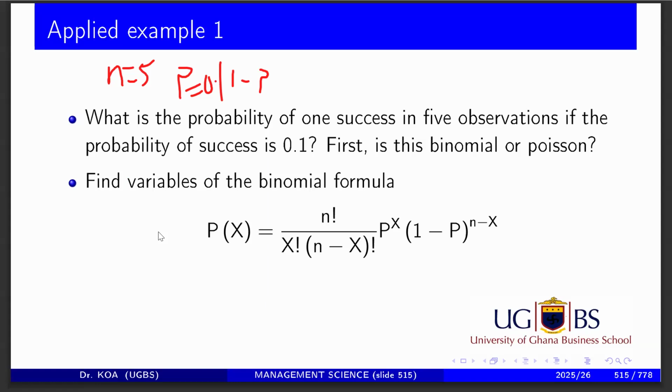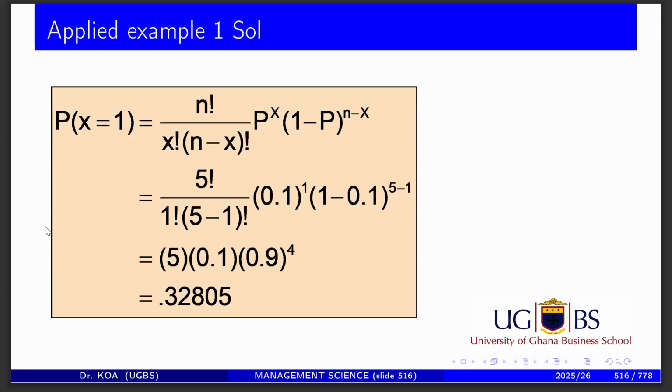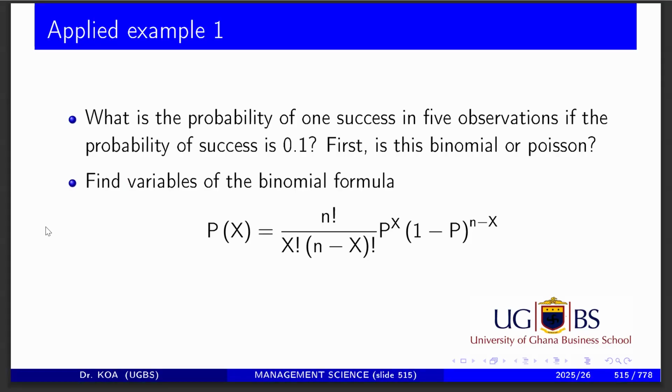So you substitute this into the formula. What do you get? 0.32. Excellent. 32.8%. That is the value you get. This is it. If you are not clear, you say it. Next one. Because example is more efficacious than precept.